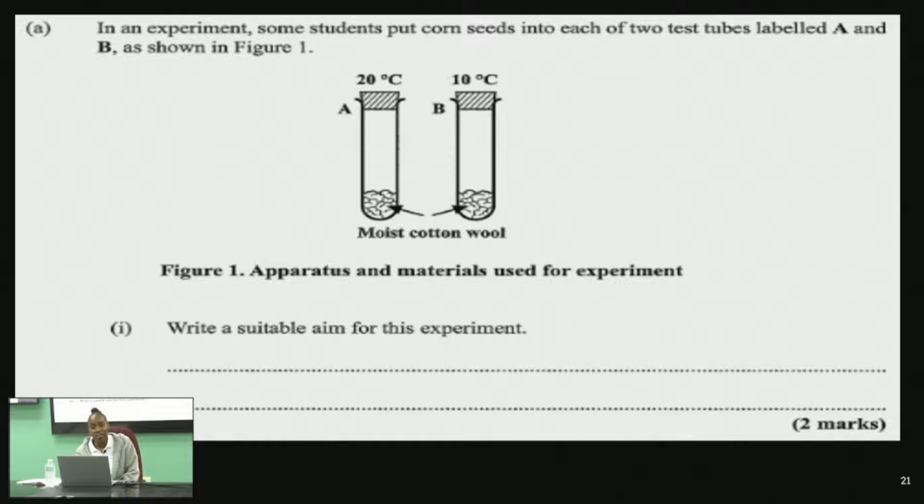Now, in order to write this aim, you would have to look very carefully at the image. So we realize essentially that the 2 test tubes seem to be similar. The plug or the stopper for both test tubes are similar. Both of them have moist cotton wool, and the only difference that we can see is the temperature for each test tube. So a suitable aim for this experiment is to investigate if temperature affects the rate of germination in seeds. Okay?